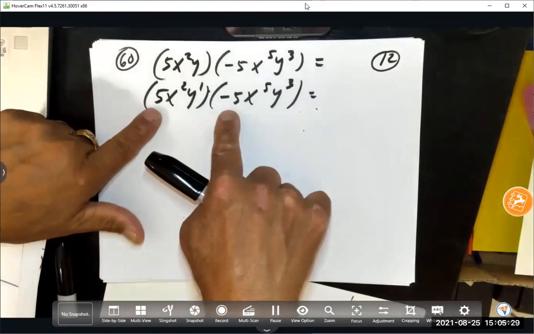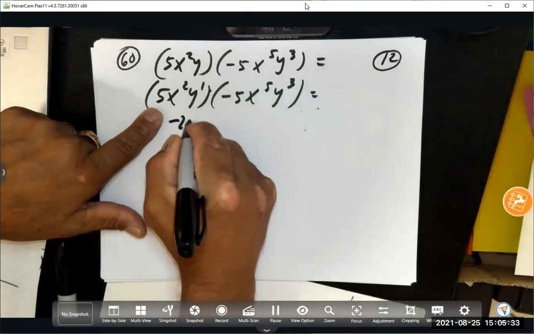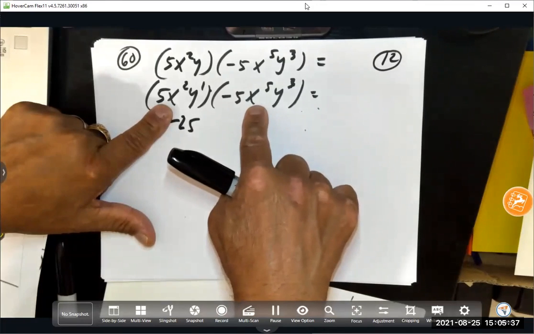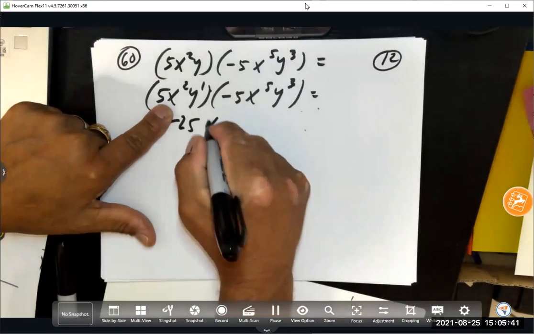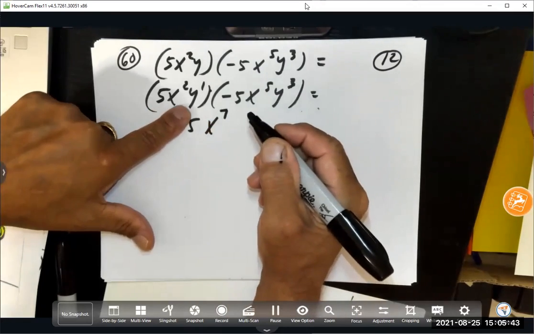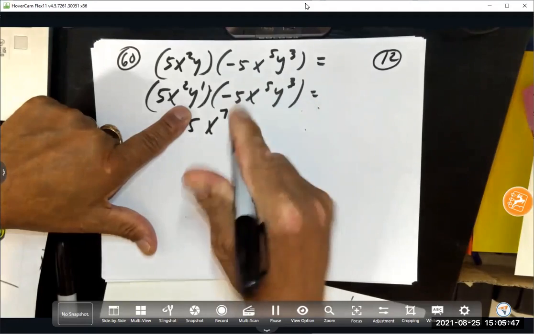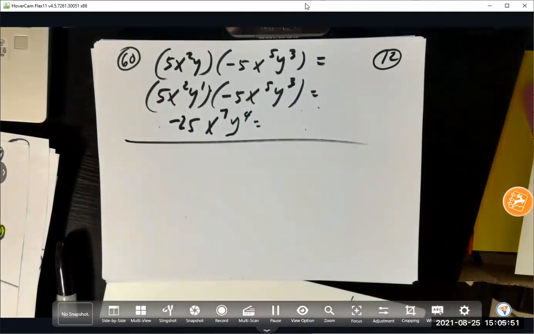What's 5 times negative 5? Negative 25. You have x squared, you have x to the 5th. Can I add those numbers together? How much is that? X to the 7. There you go. Got it. And I have y to the 1 and y cubed. How much is that? Y to the 4. Everybody okay with that? Yes.